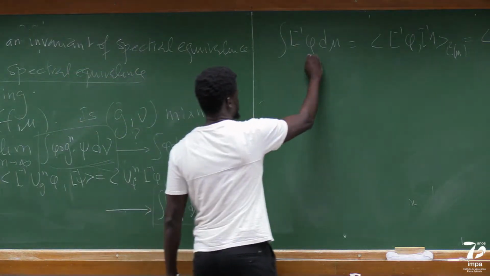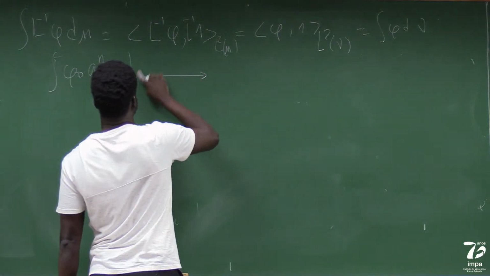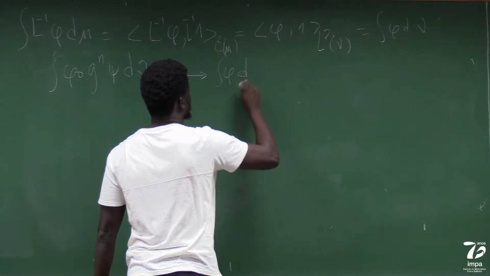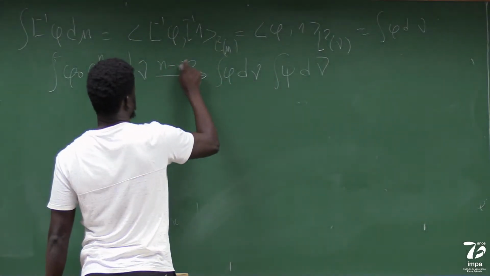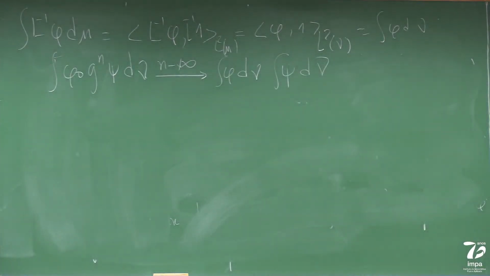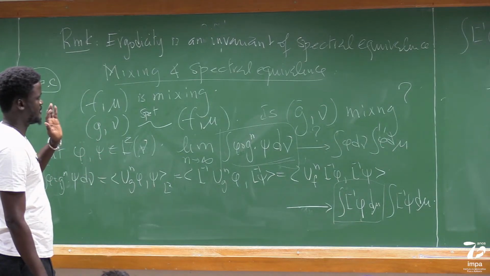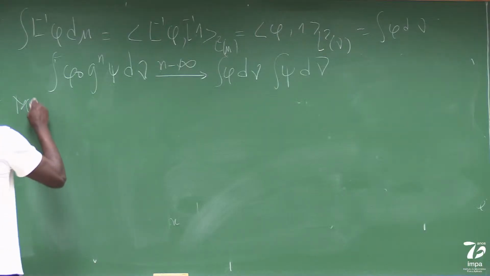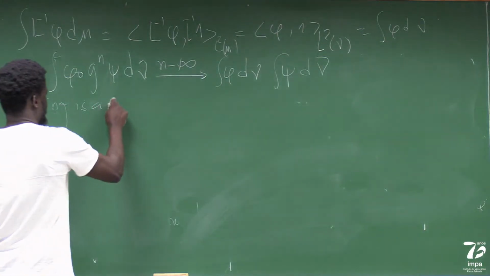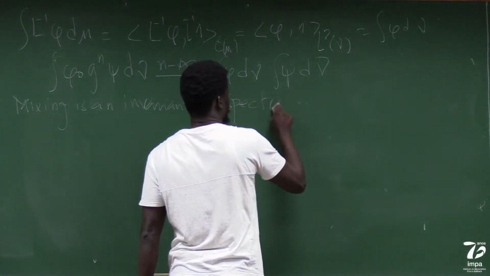So at the end, what you prove is that the integral of φ composed with Gⁿ times ψ dν is converging, as n goes to infinity, to the product of the integrals, and this is mixing. Since φ and ψ were arbitrary, mixing is also an invariant of spectral equivalence.